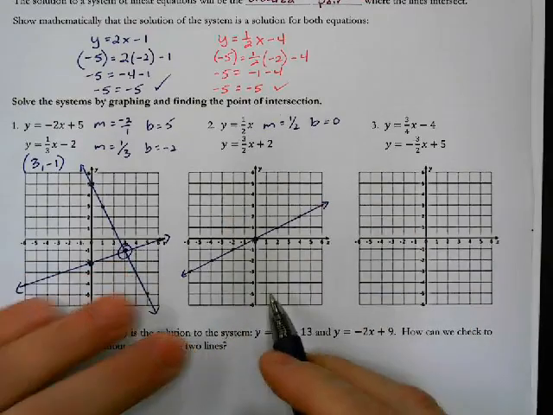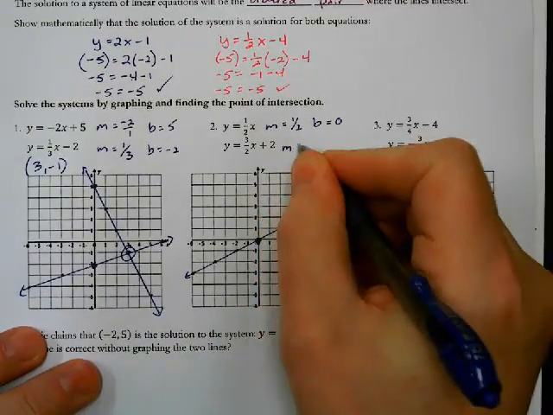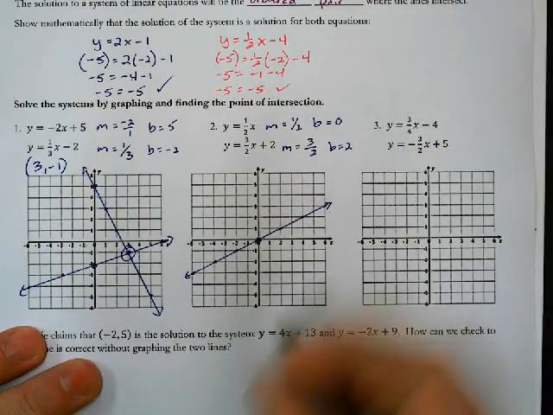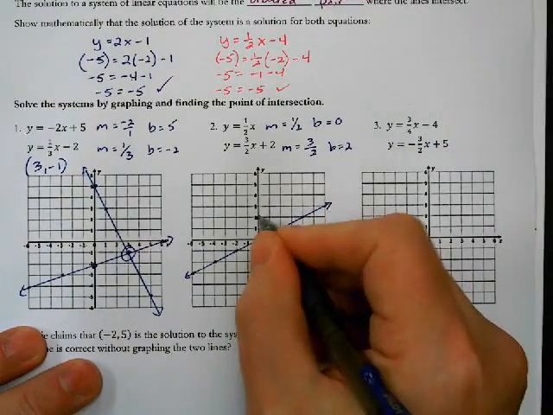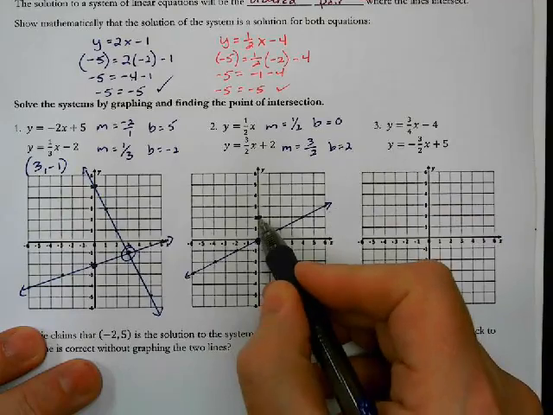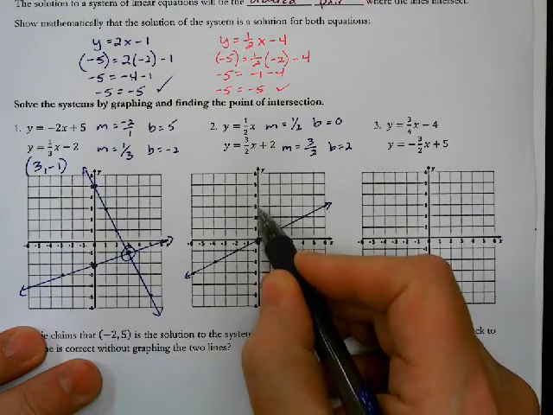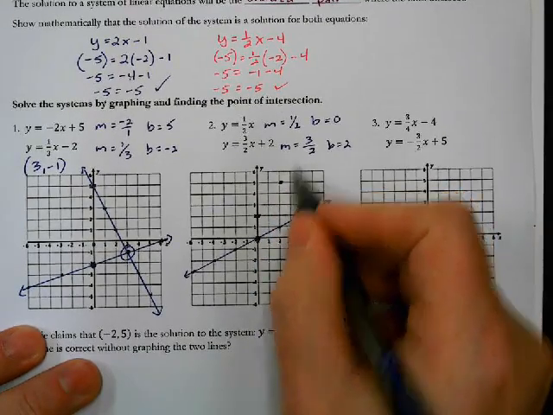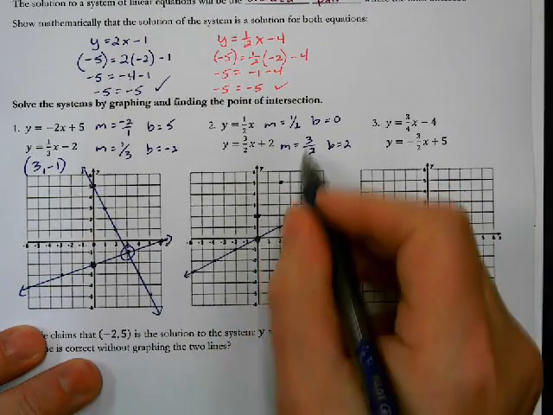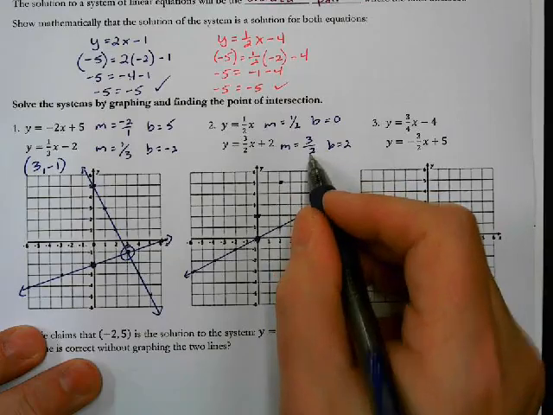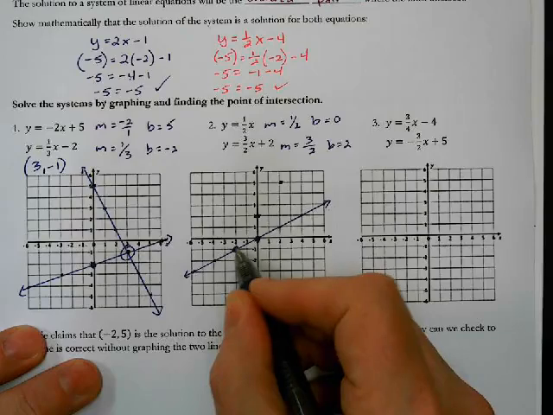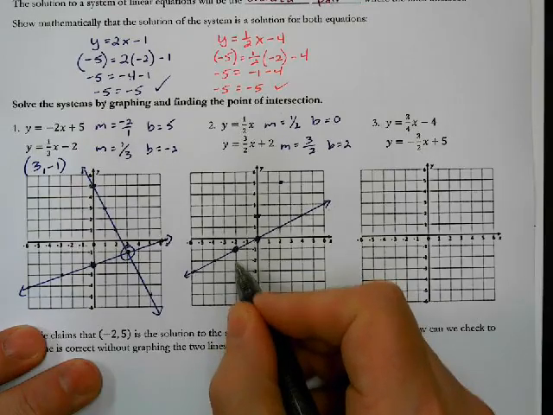Second one has a slope of 3/2, y-intercept of 2. So it goes through (0, 2). That's the y-intercept. And then it goes up 3, right 2. Well, that's going away from the intersection. It should go back here. So let's go down 3 and left 2. Down 1, 2, 3, back 2. There's an intersection. Down 1, 2, 3, back 2.